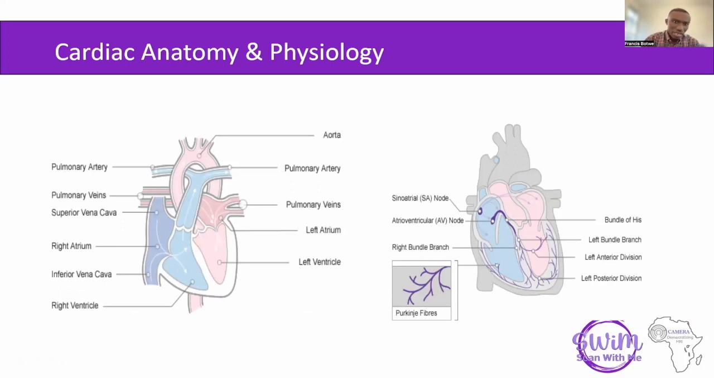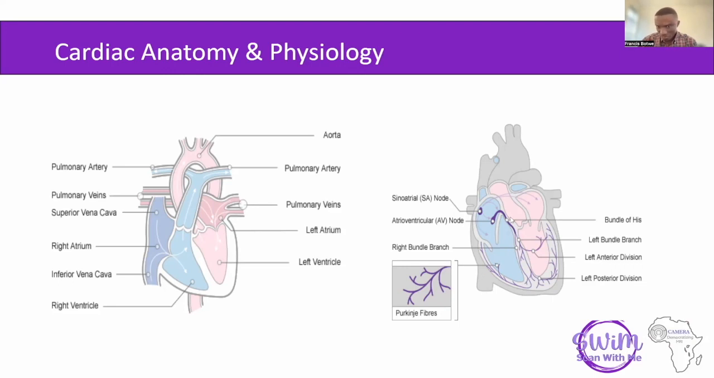Let's look at the cardiac anatomy and physiology. To be able to scan the heart and get quality heart images, you should be very good at your cardiac anatomy. You should be able to tell all four chambers of the heart, the left and the right atrium, the left and the right ventricles, your myocardium, and the bicuspid and the tricuspid valve, and the function of each of them.